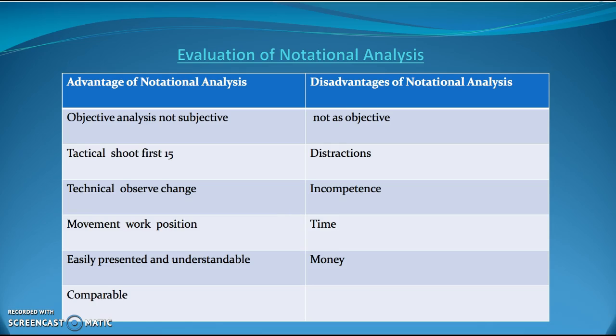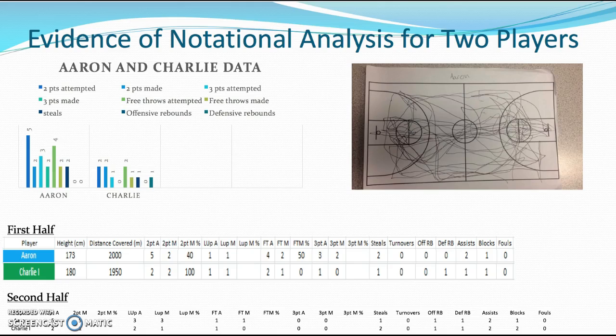Notation analysis might not be as objective as it seems. If a person who is recording data live gets distracted, this will affect the result. Another weakness is the amount of time it will take to collect the data and put it onto a spreadsheet and graphs. Finally, it could be expensive to buy a video camera or to employ somebody to record the data needed.